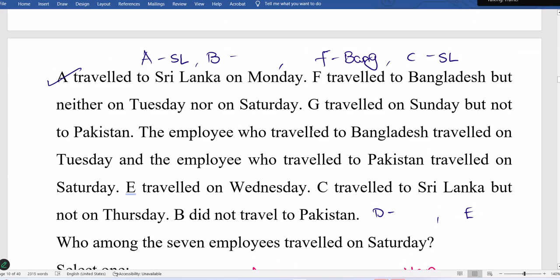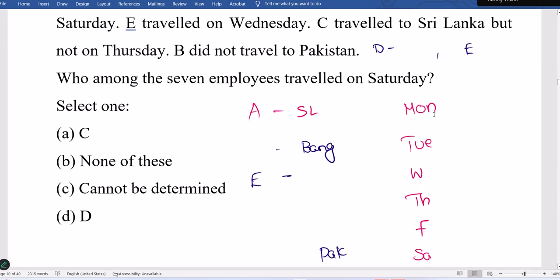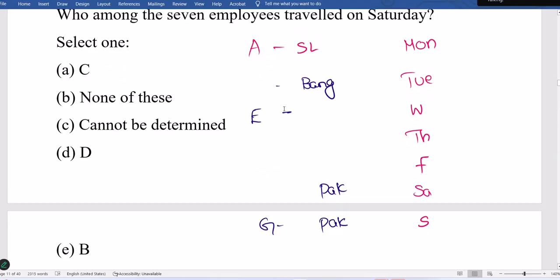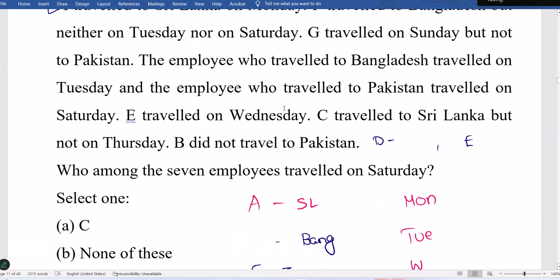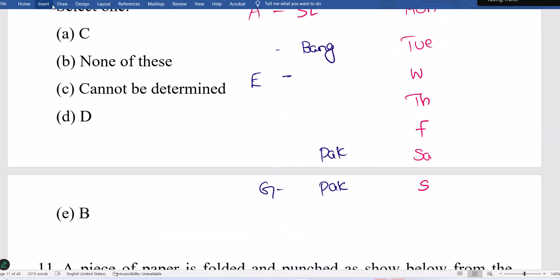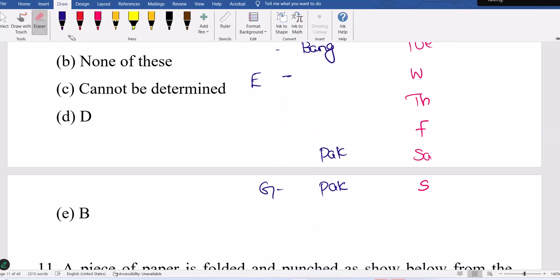C traveled to Sri Lanka, but not on Thursday. The employee who traveled to Bangladesh traveled on Tuesday. G traveled on Sunday but not to Pakistan. I think that is also assigned. G traveled on Sunday but not to Pakistan. So G is Sunday, not for Pakistan.